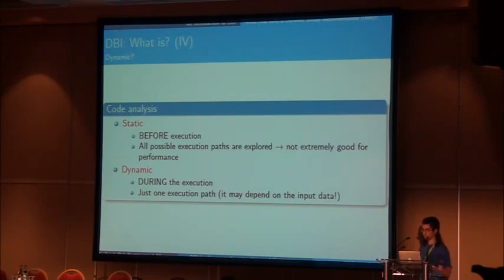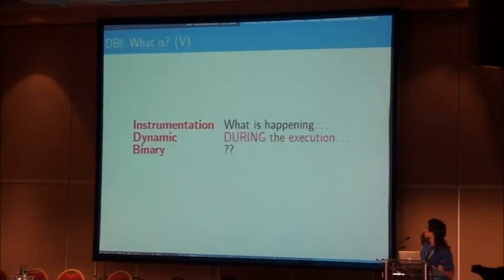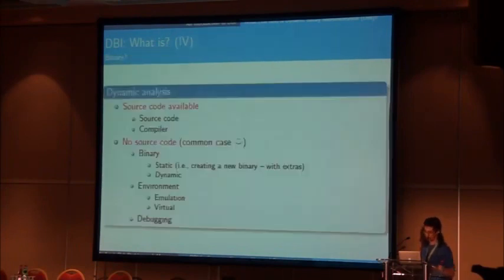Dynamic, however, is done during the execution. In this case, you only analyze one execution path. This path may depend on the input data given by the user. So dynamic means that we are doing everything during the execution. And about binary, we can perform different kinds of dynamic analysis.